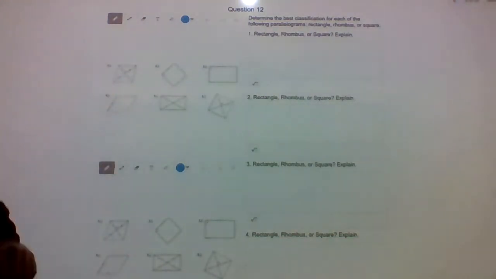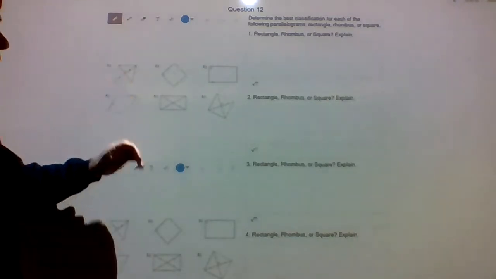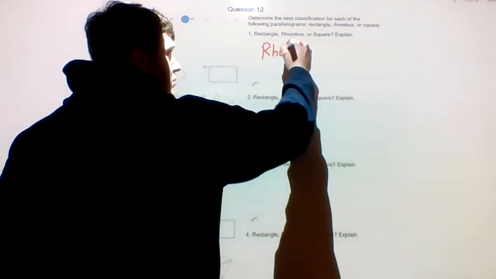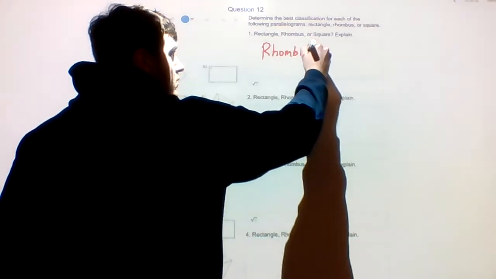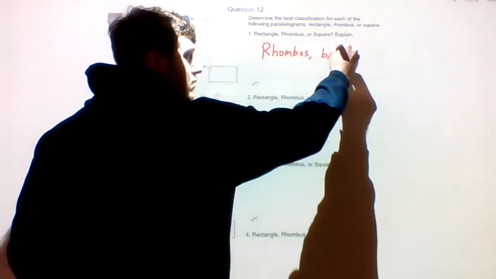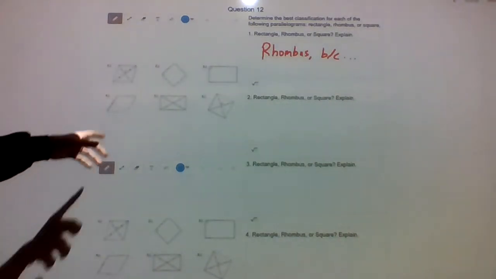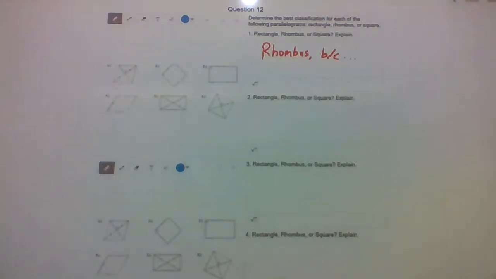But they're telling us the diagonals are perpendicular. That right angle is telling us diagonals are perpendicular. So if we look back a slide, if the diagonals are perpendicular, then our parallelogram is a rhombus. Okay, so this one would be a rhombus, right? Because the right angle tells us the diagonals are perpendicular.